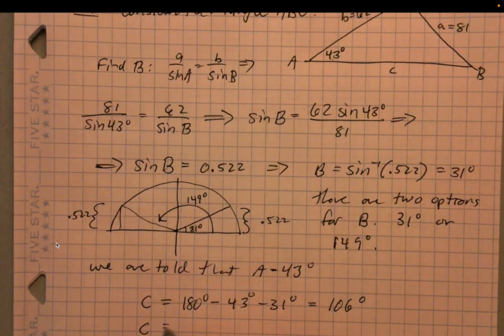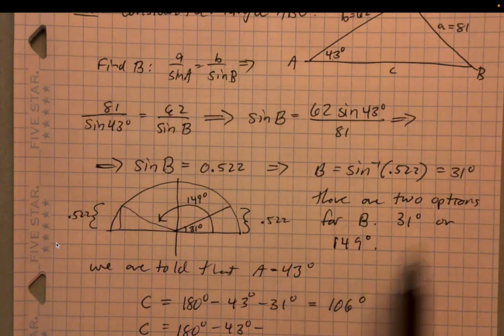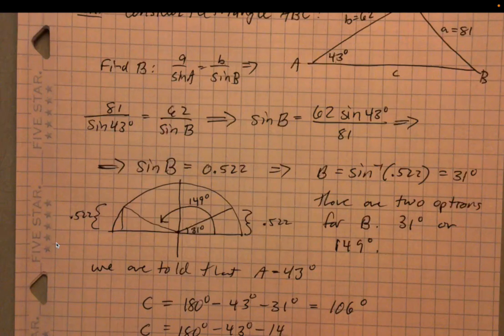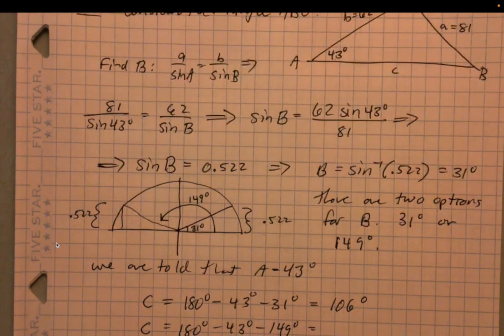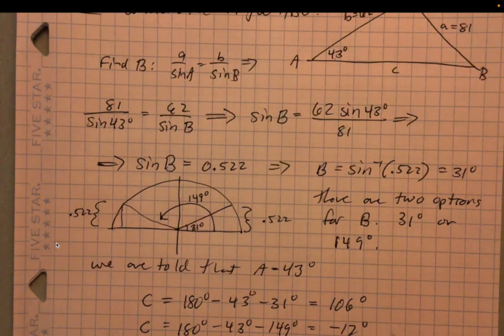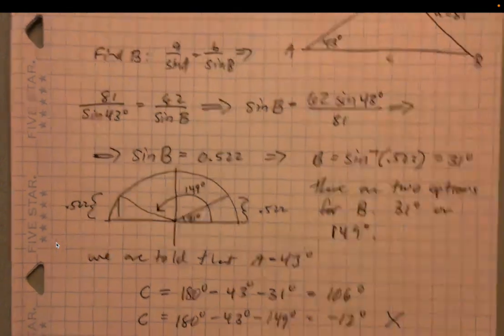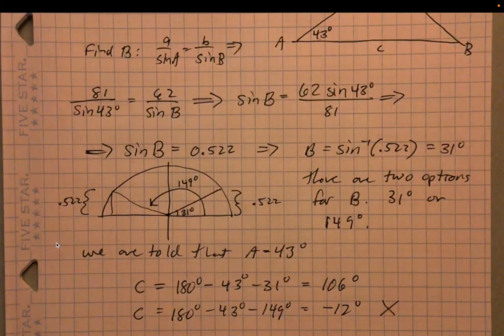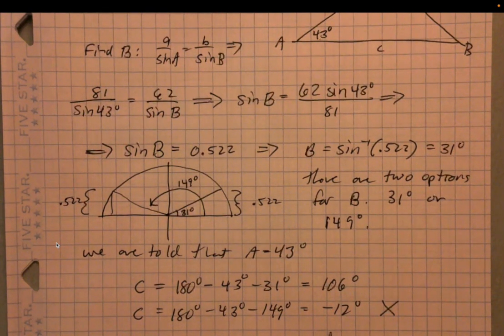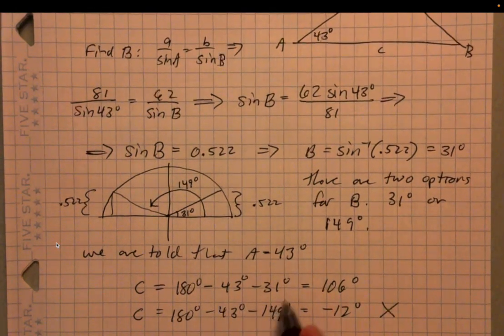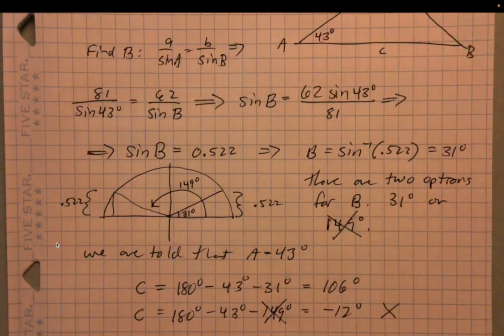What if I plug in the other angle, 180 degrees minus 43 degrees minus, what was the other option for B? 149 degrees. Well, if I do that, I'm going to get something kind of wacky, aren't I? If I go 180 minus 43 minus 149, what do I get? I get negative 12 degrees. That's a problem, right? The sum of the angles of the triangle has to equal 180 degrees, and none of the angles can be negative. We're talking about a triangle here. And so what that means is that the 149 is not valid.